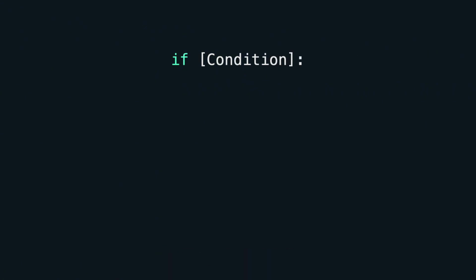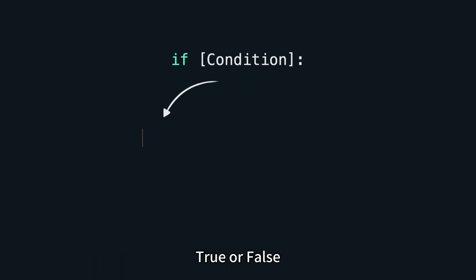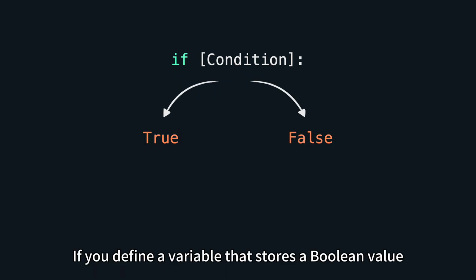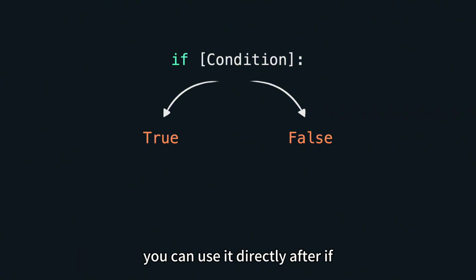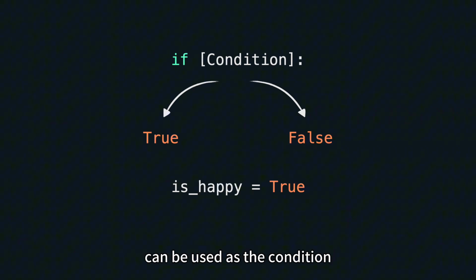Python's conditional statements follow a simple structure. They start with if, followed by a condition. Any expression that evaluates to a Boolean, true or false, can be used as a condition. If you define a variable that stores a Boolean value, you can use it directly after if. For example, a variable like is_happy equals True or False can be used as the condition.